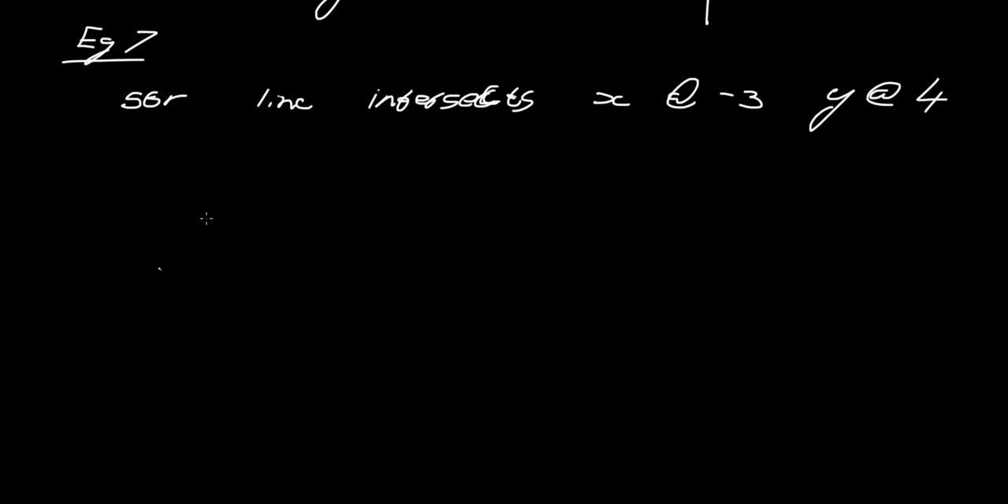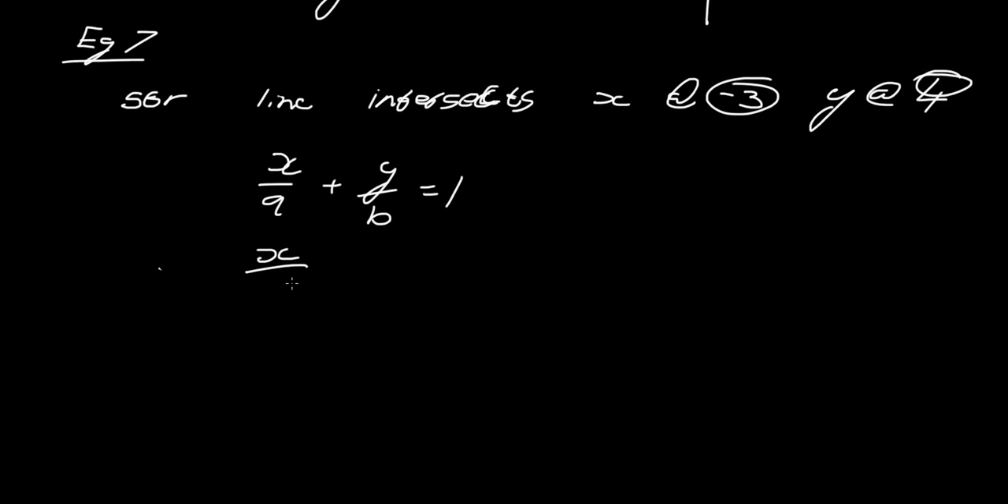Because they've given you the intercepts, they're asking you to use the intercept form. The intercept form once again is x over a plus y over b equals 1, where a is our x-intercept and b is our y-intercept. So we plug in the values and write the equation in intercept form: x over -3 plus y over 4 equals 1.